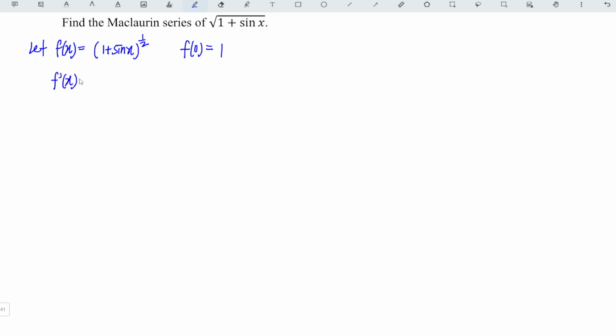When we differentiate, bring down the power, so 1 over 2, (1 plus sine x) to the power of half minus 1, which is negative half. Don't forget to differentiate the inner function. When we differentiate 1, we obtain 0. Differentiating sine is cos, so 0 plus cos, we obtain cos. So at the point 0, we have half times 1 times 1, which is half.